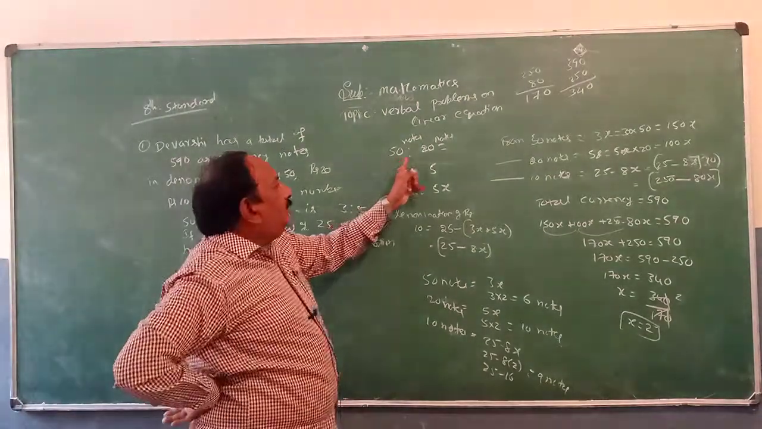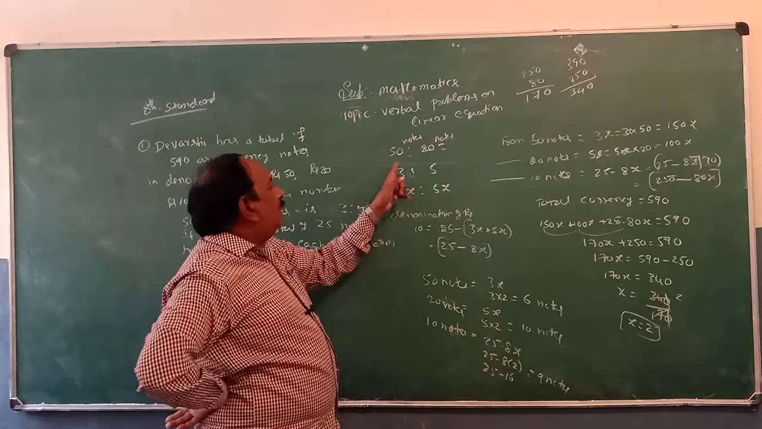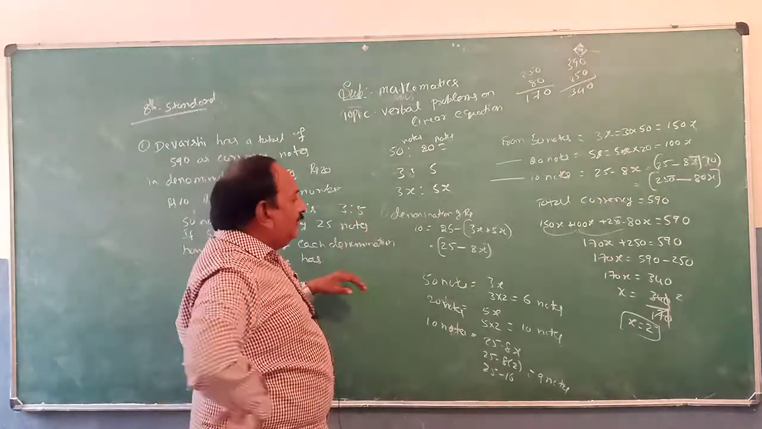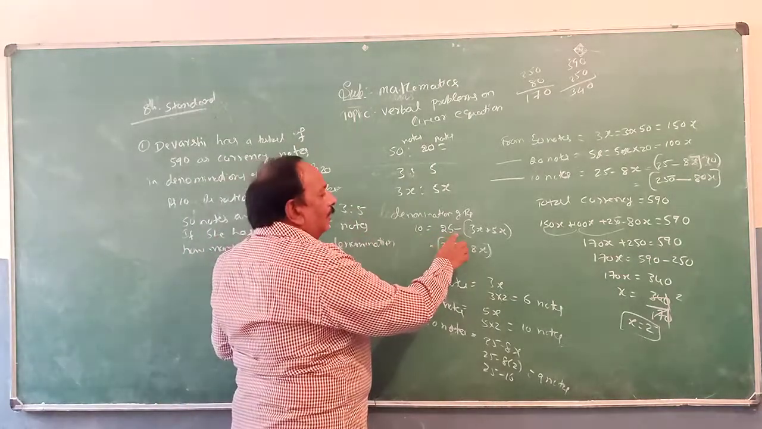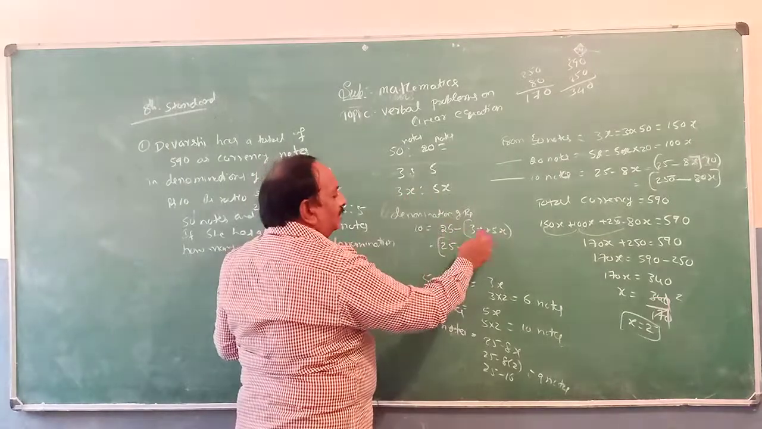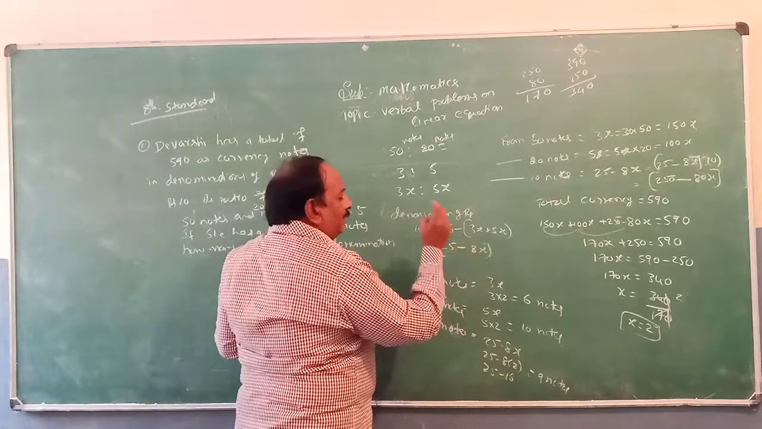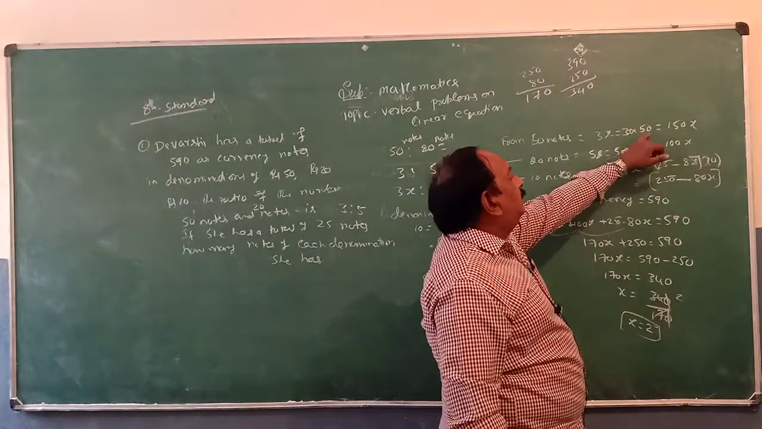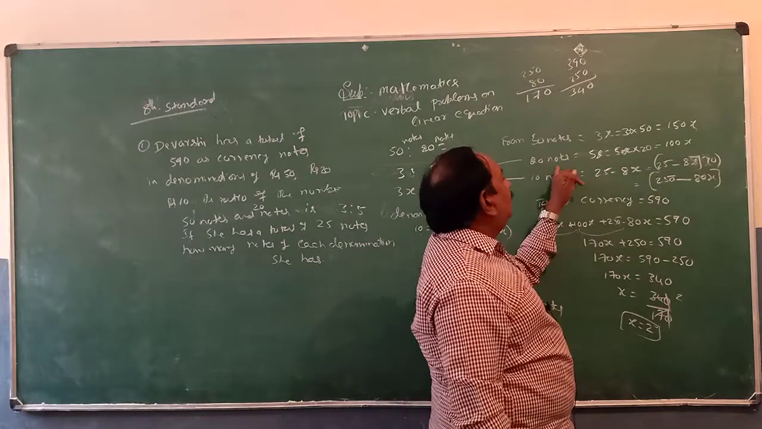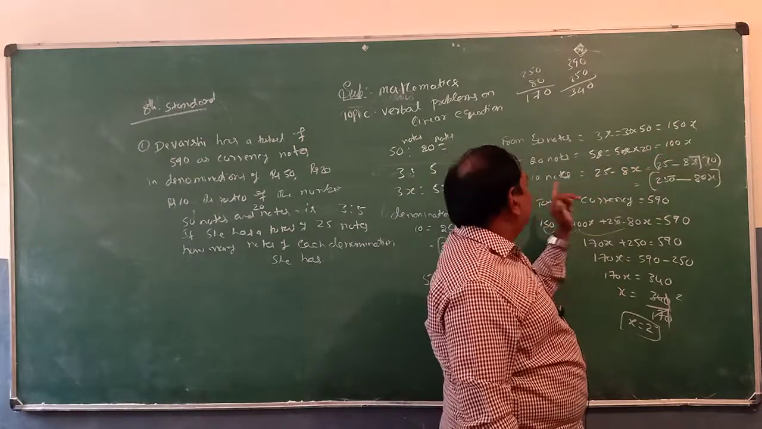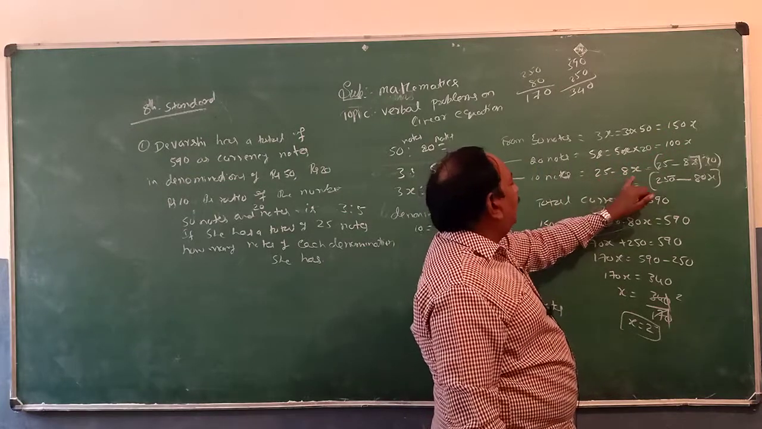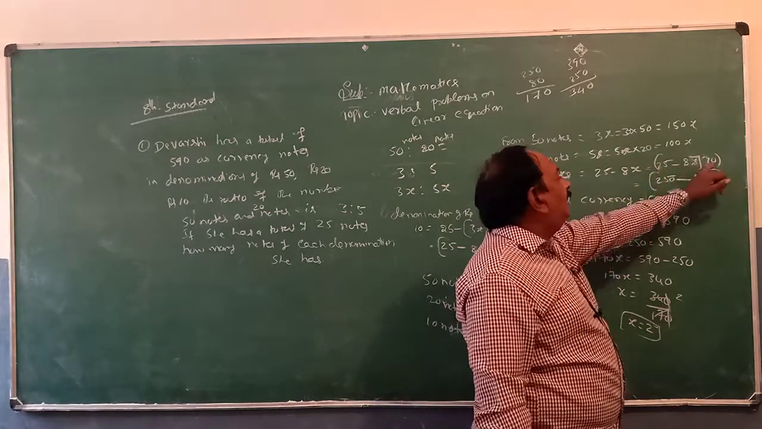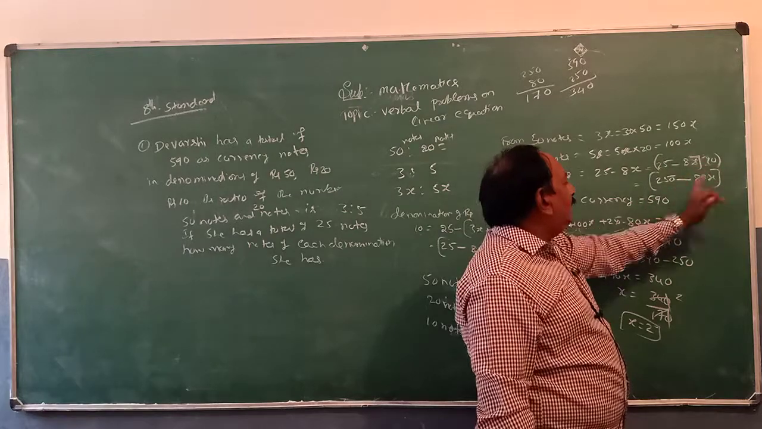50 notes is to 20 notes, 3 is to 5, 3x is to 5x. Total 25 notes. Among them, 3x plus 5x, 8x. 25 minus 8x. From 50 notes, 3x into 50, 150x. 20 notes, 5x into 20, 100x. 10 notes, 25 minus 8x, 8x into 10. 25 tens are 250, 8 tens are 80x.